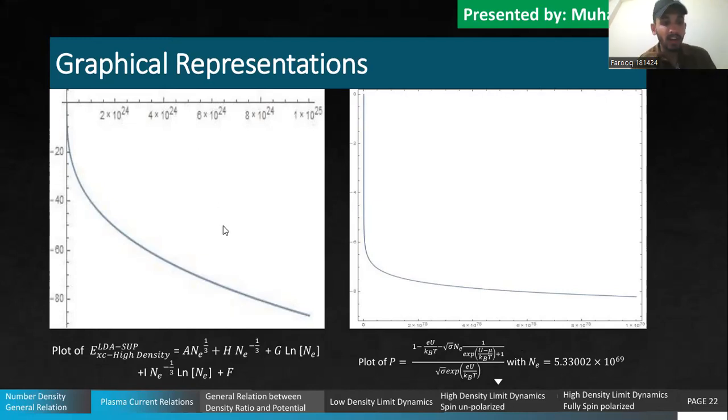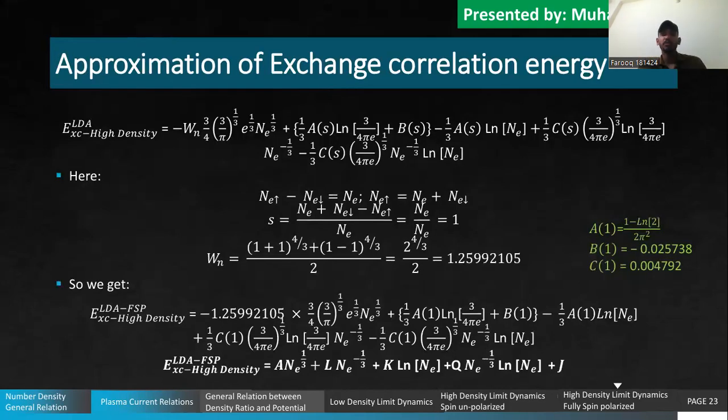So coming toward the first graph, here we can see the behavior is somewhat different. Now we have a sudden increase in the negative quadrant in exchange correlation energy, because of the high density. So now moving forward, here is the approximation of exchange correlation energy, ELDA XC.